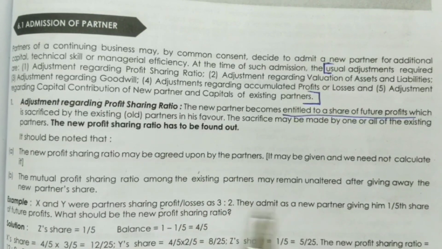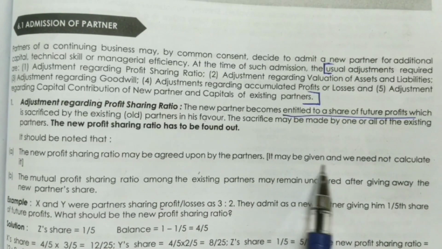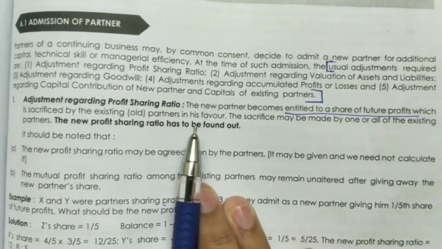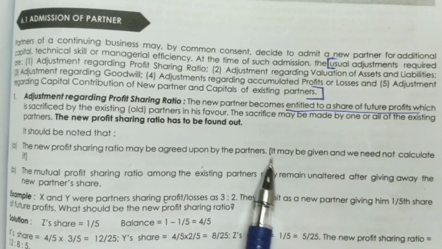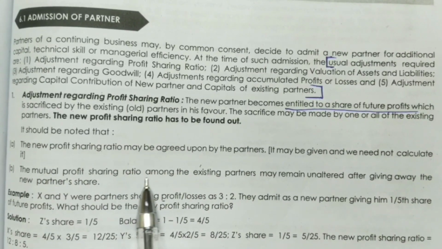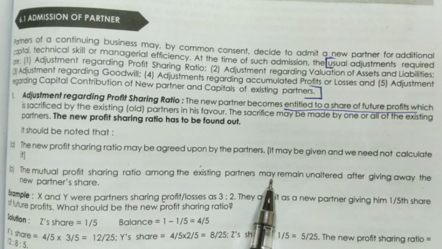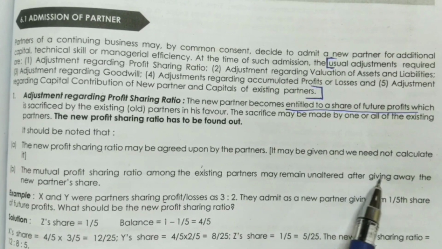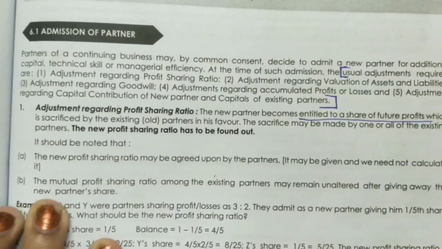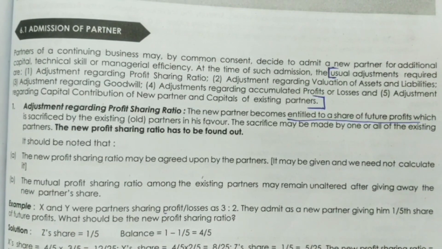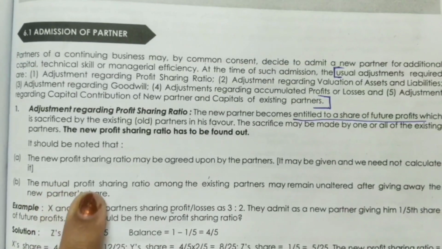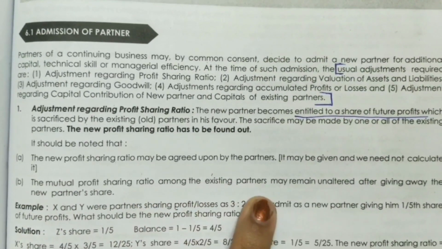We already know that after admitting the partner, the partners among themselves will agree upon a certain ratio in which they are going to share the future profit. The next point might be really confusing for you, so our institution has also provided an example so that we understand it deeply. The mutual profit sharing ratio among the existing partners may remain unaltered after giving away the new partner's share. What is the mutual profit sharing ratio?